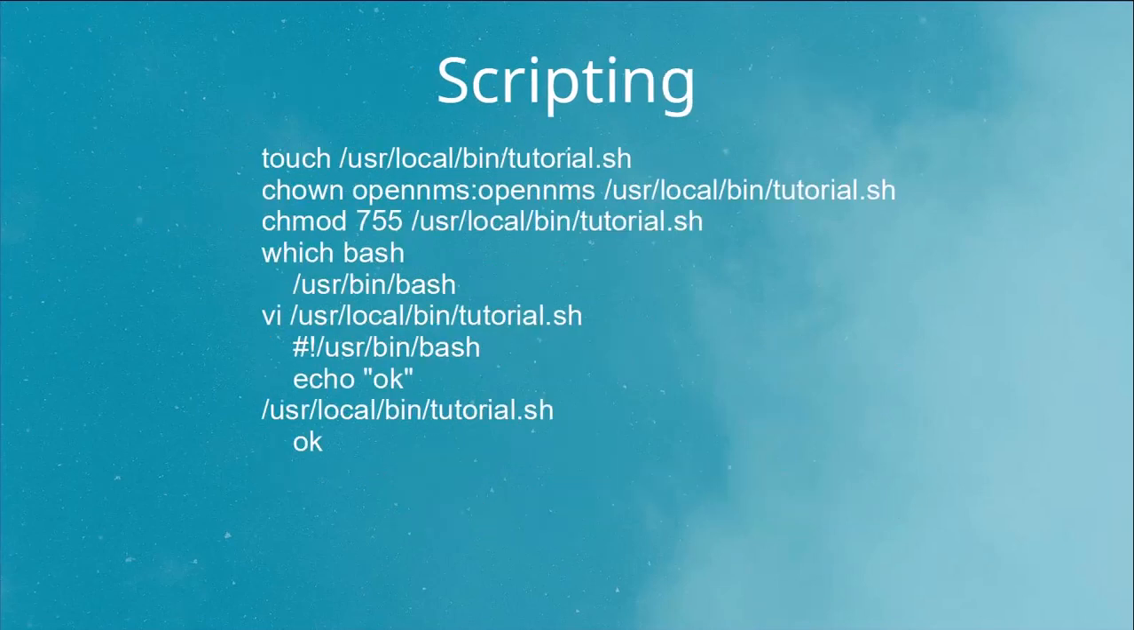The script will be placed in /usr/local/bin and named tutorial.sh. The script will be owned by opennms and the file permissions will be 755. The script will execute in the /usr/bin/bash shell. The script will echo OK. The script will be run at the command line to demonstrate that it works as expected.